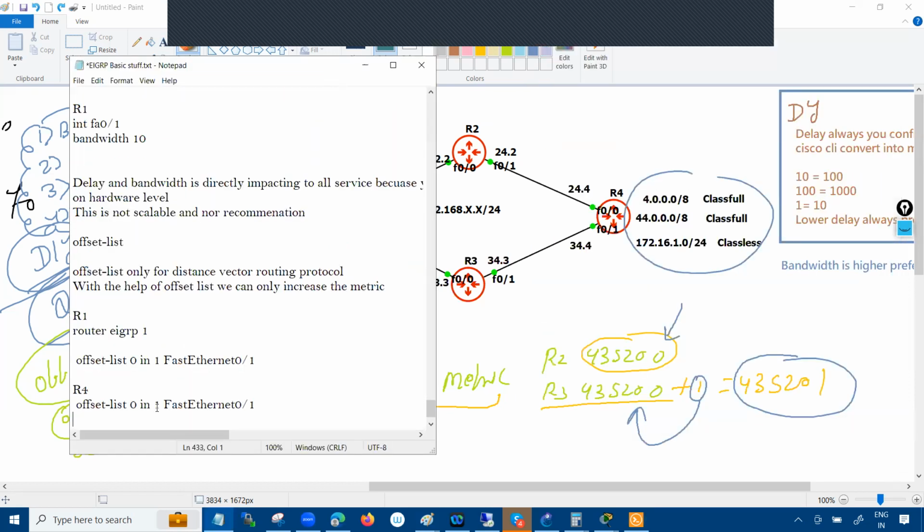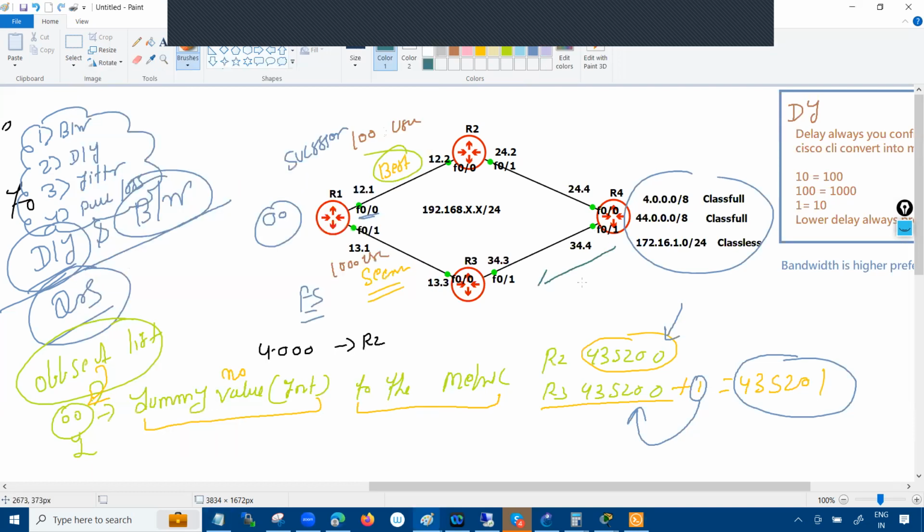Instead of the in direction, you can use out on interface 0/1, because I want to send the higher metric, add +1. So you can do the out direction on router 4 as well. It depends on the requirement. For example, if the condition is that you are not allowed to change anything on router 1, not even router 2, router 3, or router 4, how will you change that? On router 4, you can do that in the out direction.